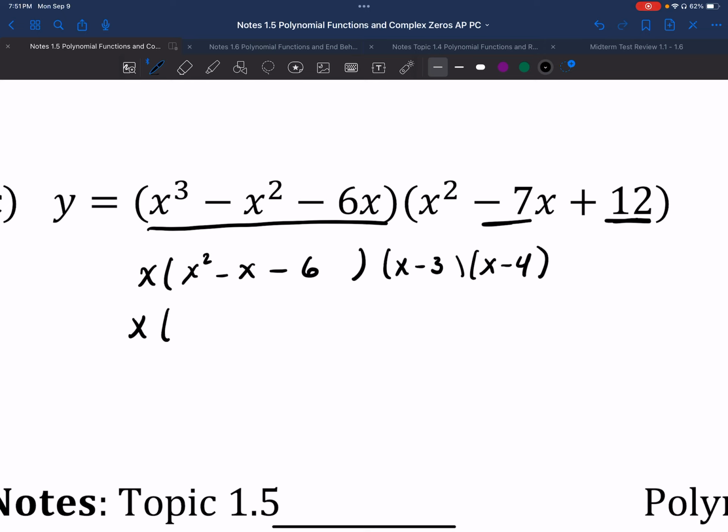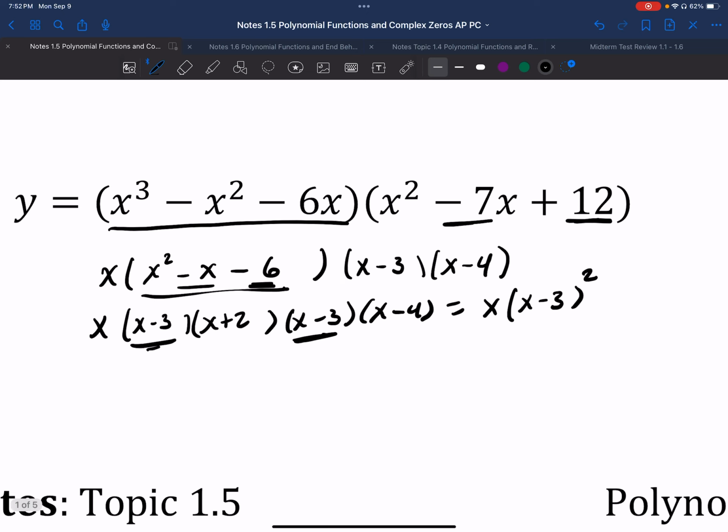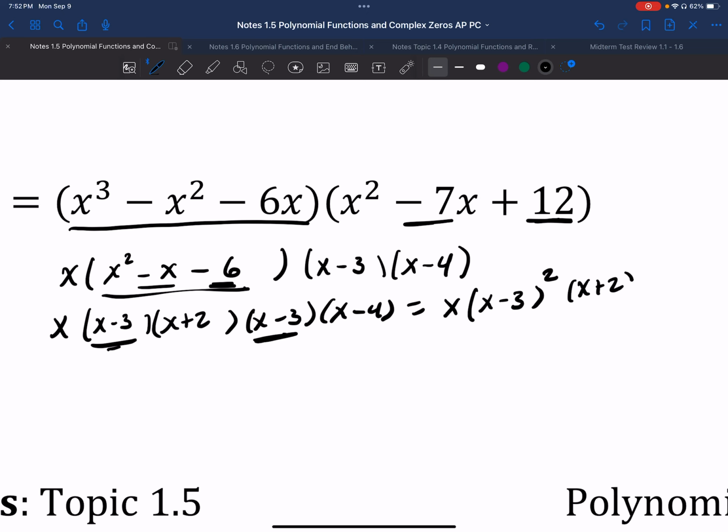After I do that, I can factor this out further. So same thing, I'm looking for two numbers that multiply to give me negative 6, but add up to negative 1. So x minus 3 and x plus 2 will be my factors. And then I'm just going to rewrite the ones on the right side, x minus 3, x minus 4. I notice that this one is listed twice, so I can do the same thing as before. Keep the x outside by itself. And then I'm going to write x minus 3. I have one here and one here, so that will give me a power of 2. And then I have x plus 2, and then I have x minus 4.